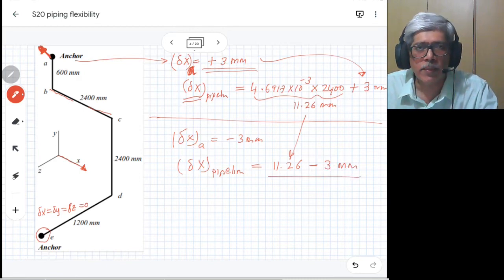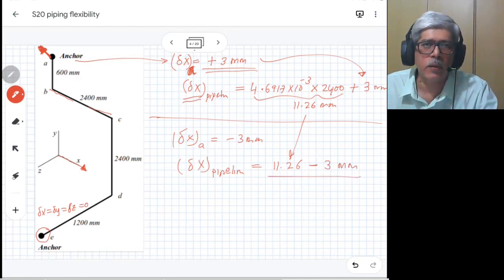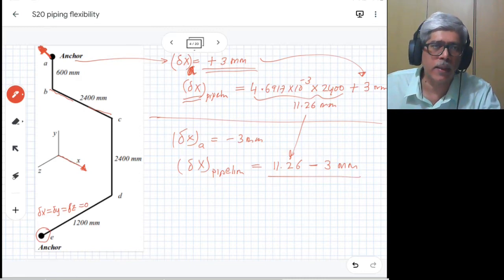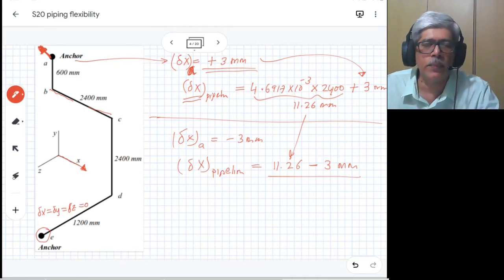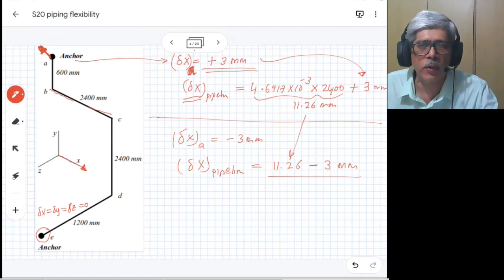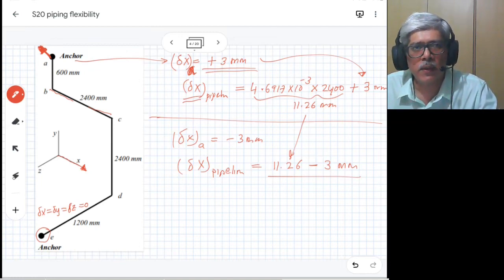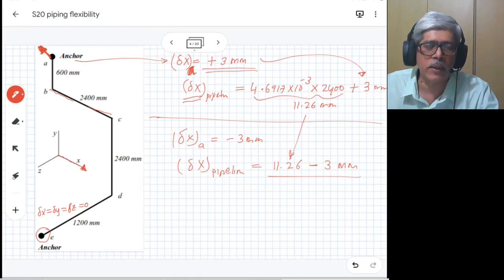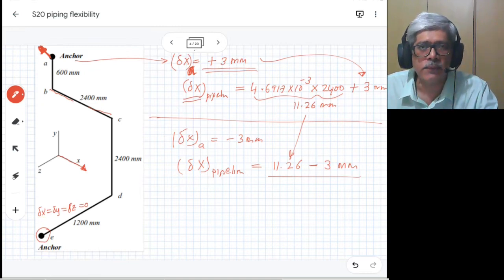In a similar fashion, in the y and z directions, you have to take into account whatever anchor displacement is given, whether it is going to help your system, overload your thermal expansion, or relieve your thermal expansion. That aspect you have to see and then determine the net expansion for the system. Although this problem doesn't cover that, I thought of highlighting that if anchor displacements are given to you, then the way to take them into account is as we discussed here.